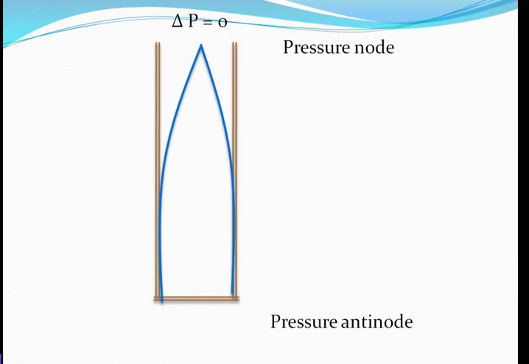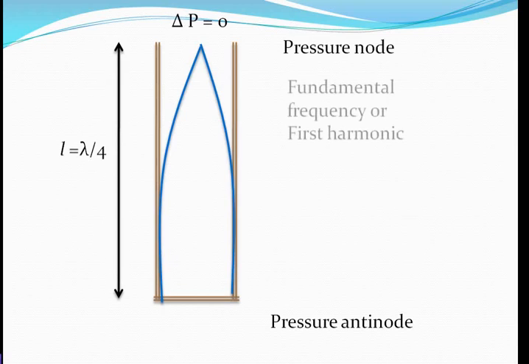Know that the distance between a node and an antinode is lambda by 4. So in this case, L, the length of the organ pipe, will be equal to lambda by 4. The frequency of vibration required to form this particular waveform is called the fundamental frequency or the first harmonic. In case of a closed organ pipe, when the fundamental frequency is there, L is equal to lambda by 4.